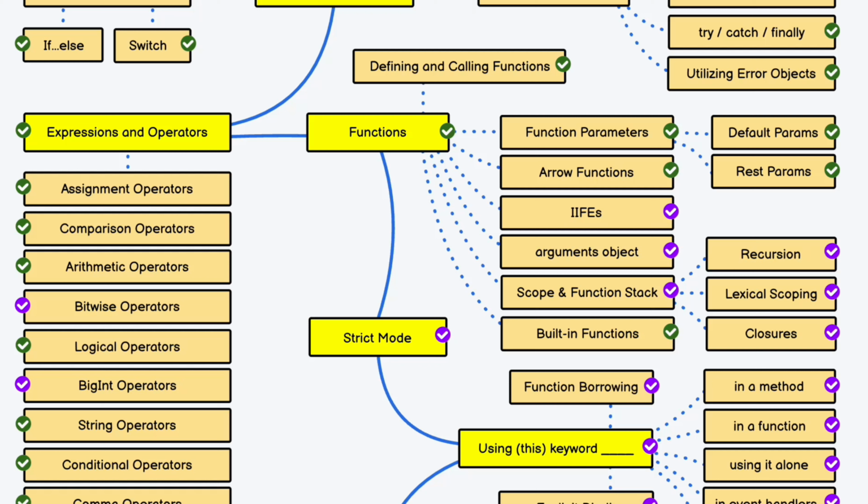You have to know about IIFEs. What is it? You have to know about it. Then you have to know about the arguments object, what it is, how you can build the arguments into functions and utilize it. Now we have the scope and function stack, and it has three different categories: recursion, lexical scoping, and closure. Closure is a really confusing topic. I believe that many of you don't know how closure works in JavaScript, and in most interviews they're going to ask you what is closure.